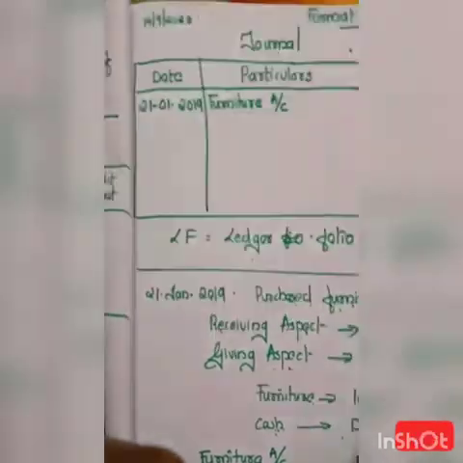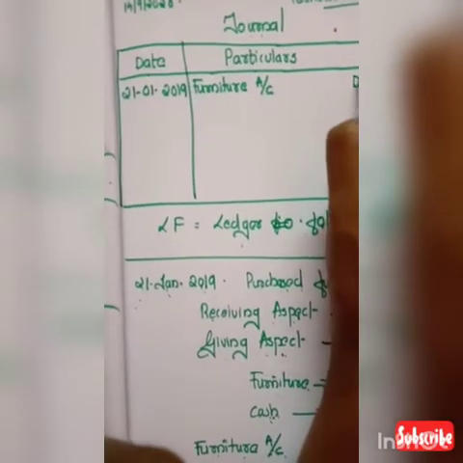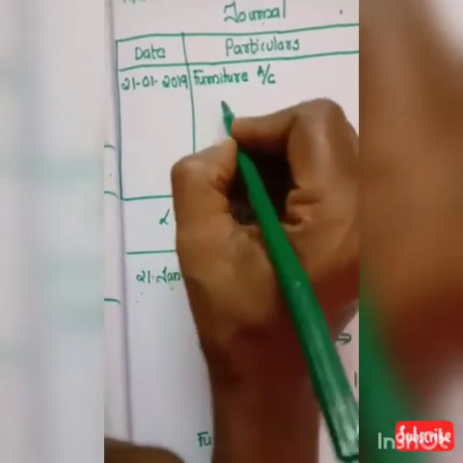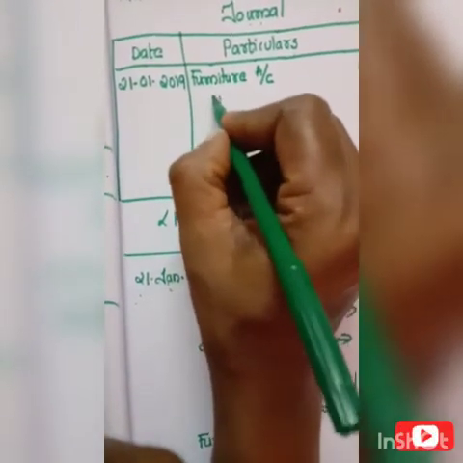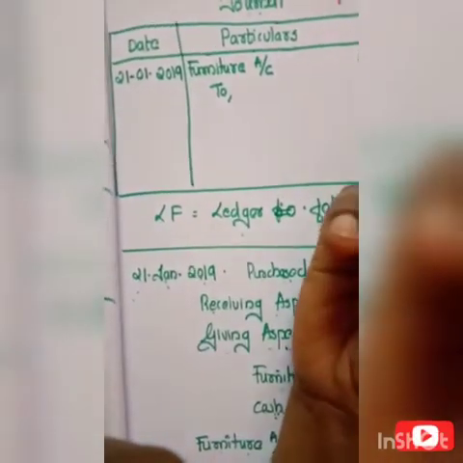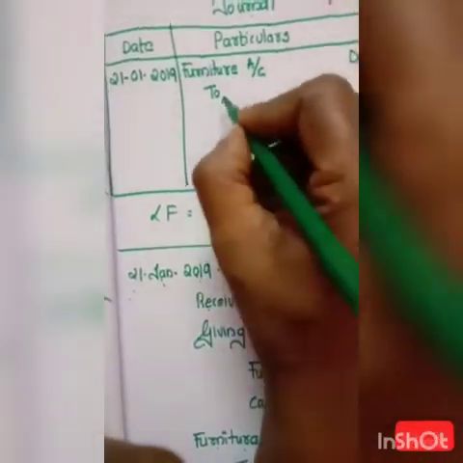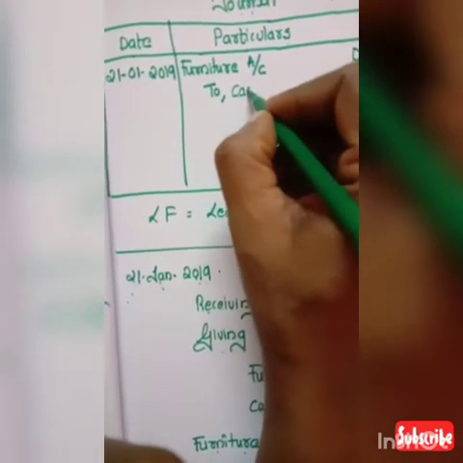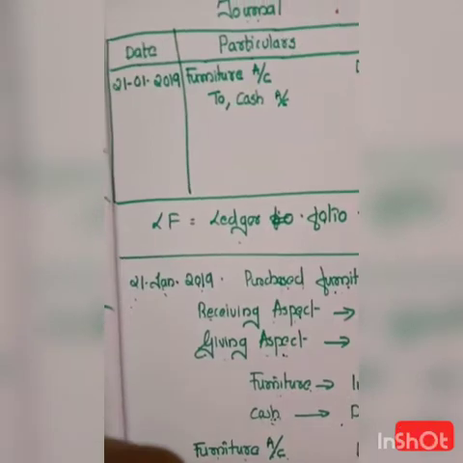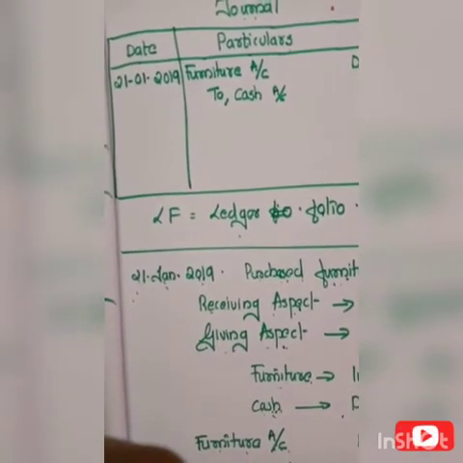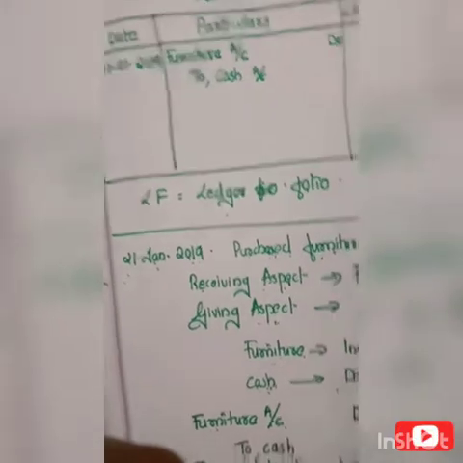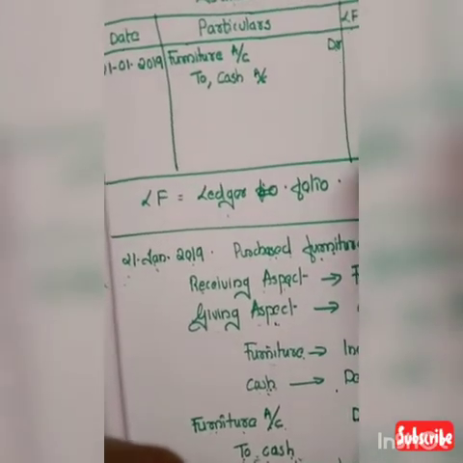debtor, placed close to the line. Then provide a small space here, then after that write to, put a comma, cash account. Furniture account debtor to cash account. The debit amount is 3,000.